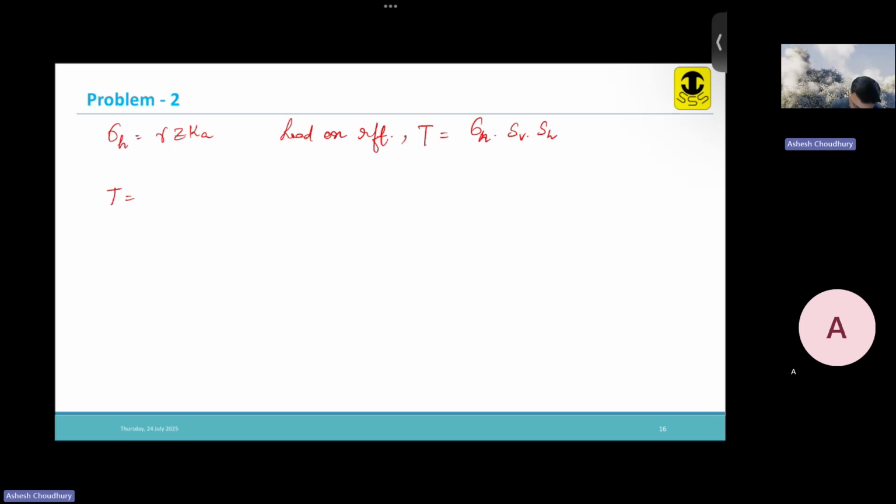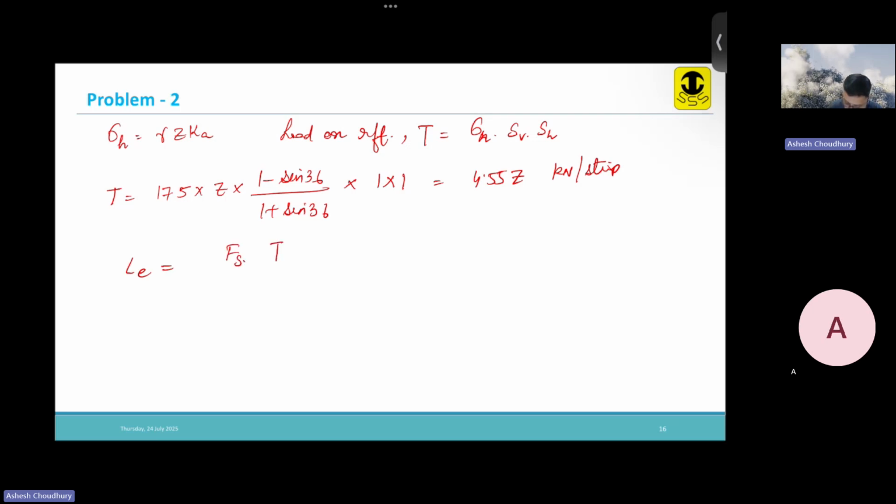Now T is 17.5 times Z times 1 minus sine 36 times SV into SH, which is 1 into 1. So it will come out as 4.55 Z per strip. Now what will be my LE? It will be the factor of safety times T. T is the load coming on each strip that I'm multiplying by a factor of safety, divided by twice gamma Z beta delta.